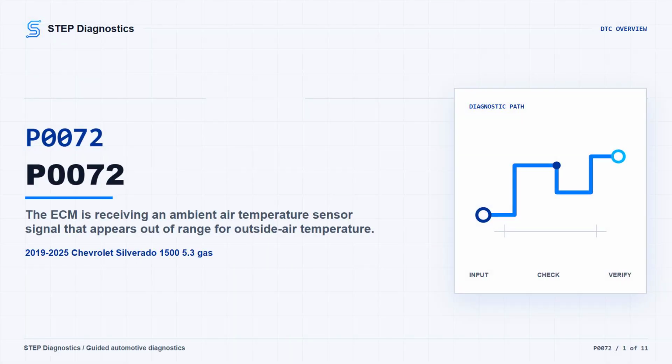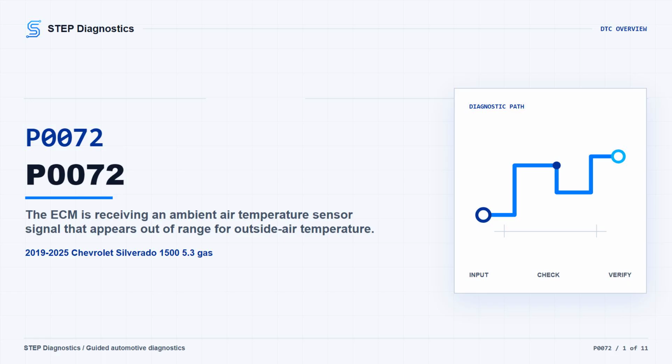On this 2019 to 2025 Silverado 1500 with the 5.3 gas engine, P0072 may mean the ECM is seeing an ambient air temperature sensor signal that appears out of range for outside air temperature. The driver may notice an incorrect outside temperature display. HVAC or AC operation can be affected, and the module may fall back to substitute temperature values.